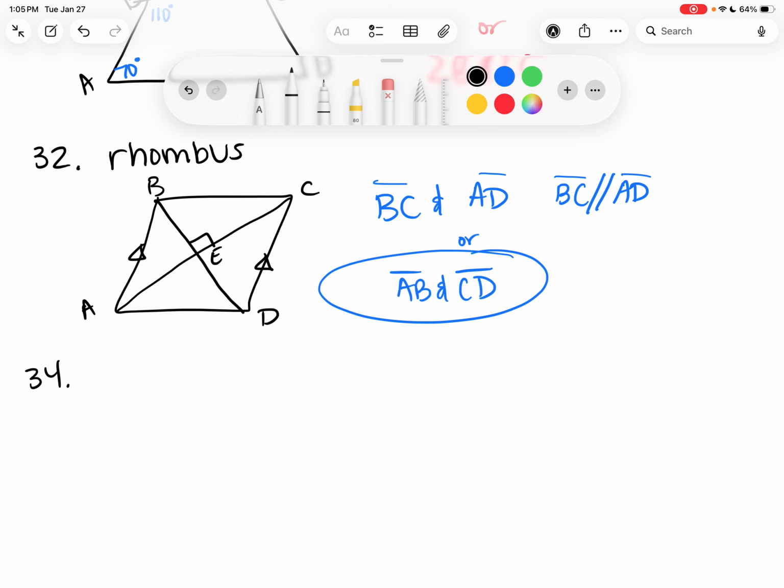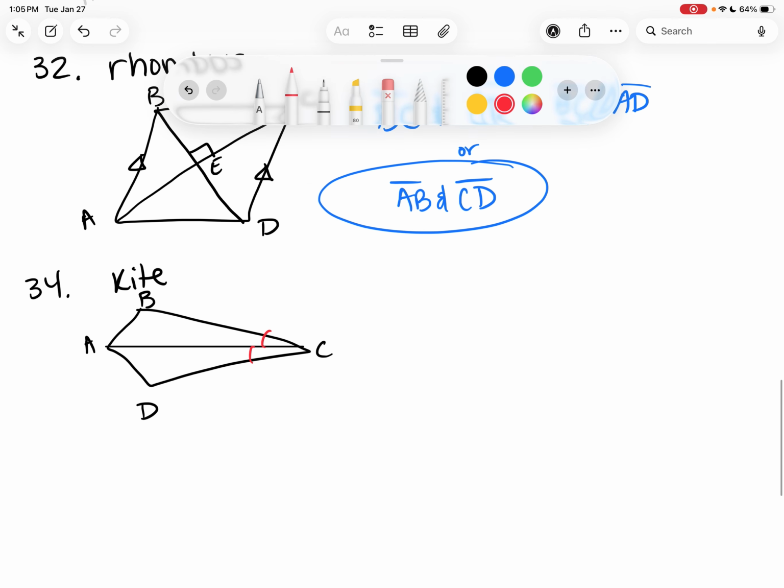34. This one is a kite. And that's the markings that they've given us. So what must we show to be congruent, either segments or angles, to prove that this is a kite? AD is congruent to AB.